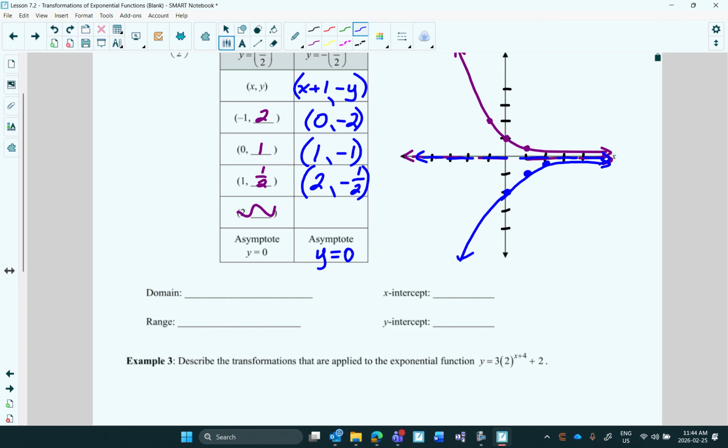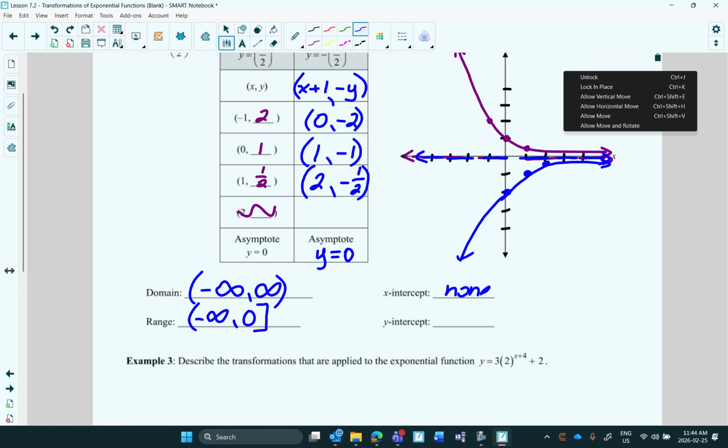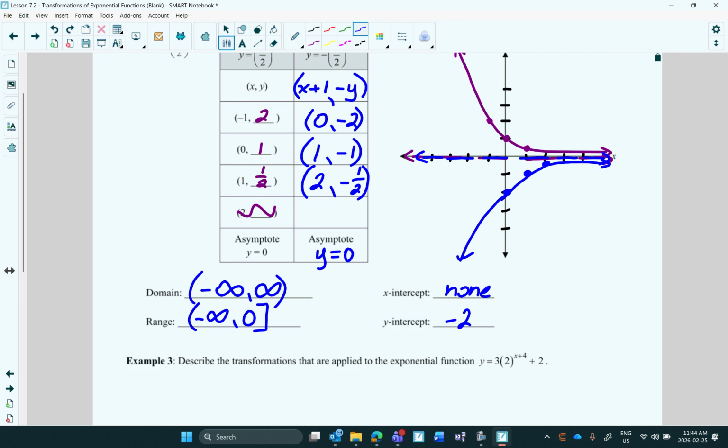Domain? Range? X-intercept? None. Y-intercept? Don't be so accepting. Yes.